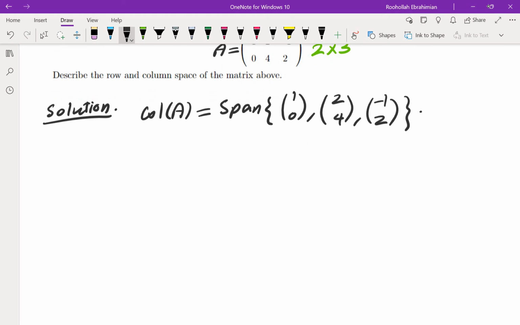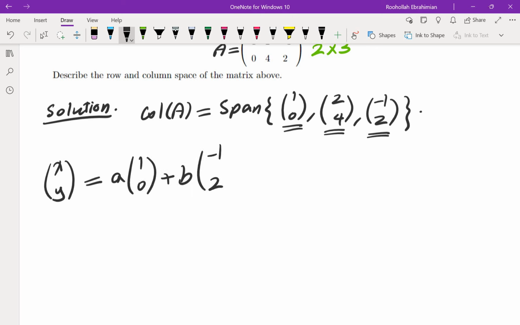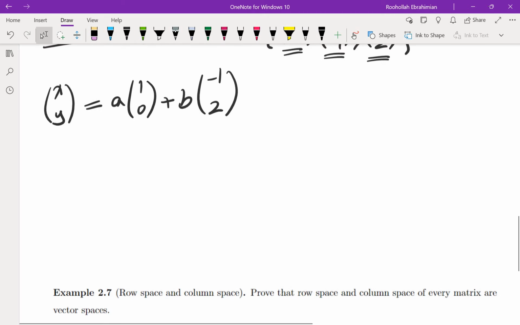So if you think about this, (1, 0) gives you all of the (x, 0), and you can create (0, 1), and in fact every vector using the other two vectors. If you just take one of the other two, you would be able to obtain everything. So if I take a vector (x, y), I can write it down as a linear combination of (1, 0) and (-1, 2).